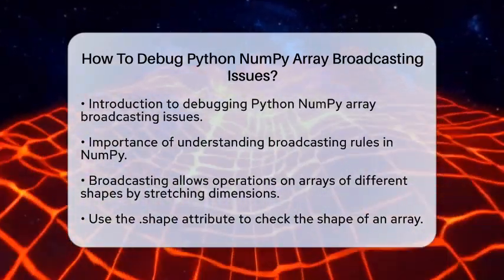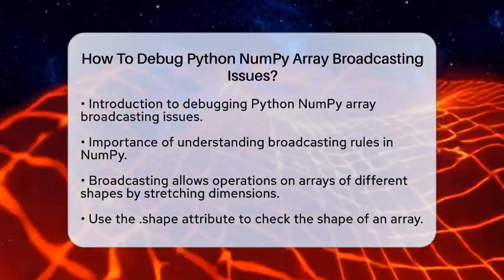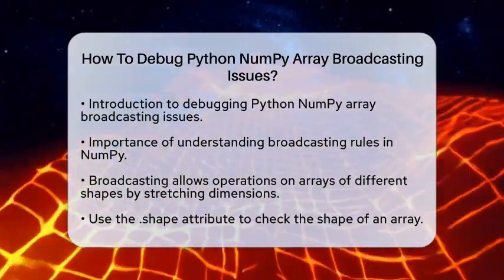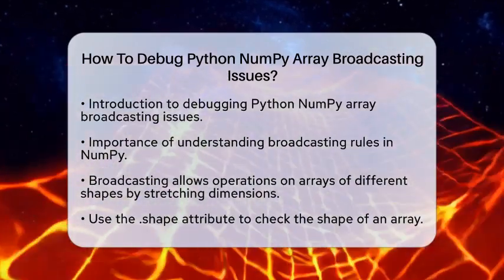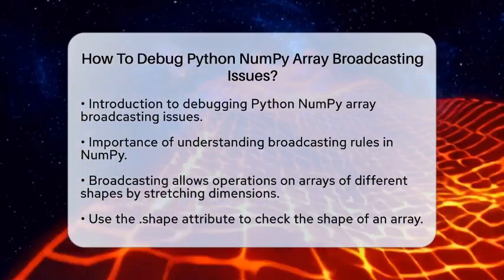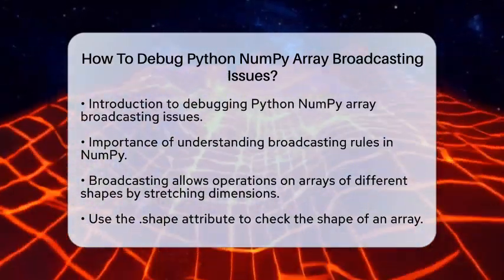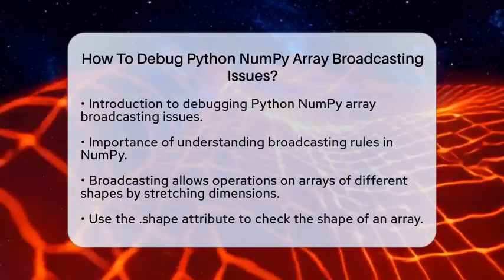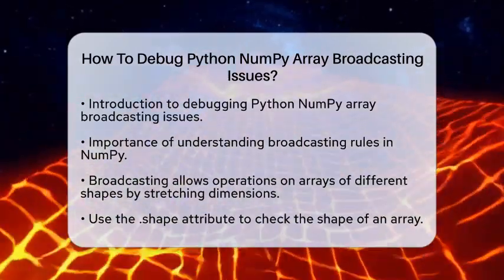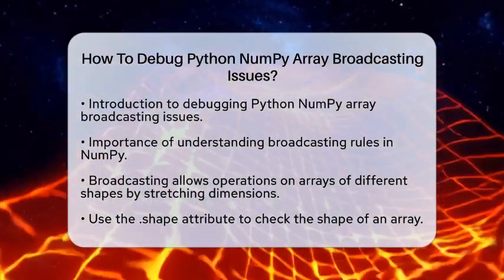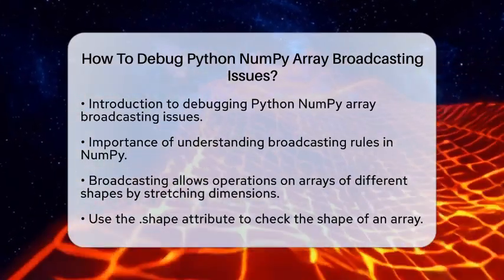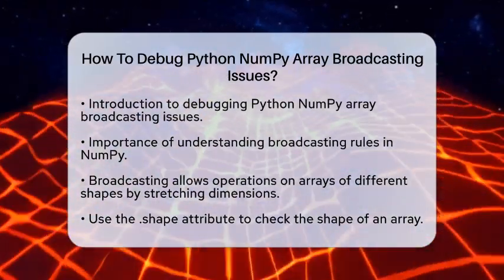First, it's essential to grasp the basic rules of broadcasting in NumPy. Broadcasting allows you to perform operations on arrays of different shapes by stretching the dimensions of size 1 to match the other array's dimensions. This means you can add, subtract, or perform other operations without reshaping the arrays manually.